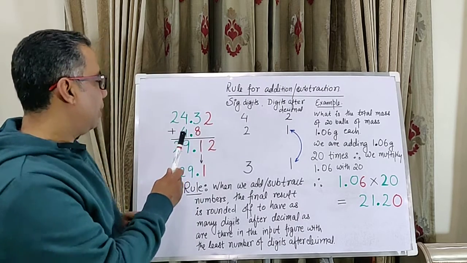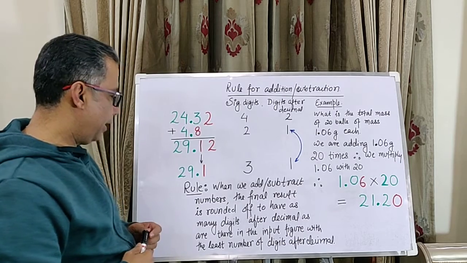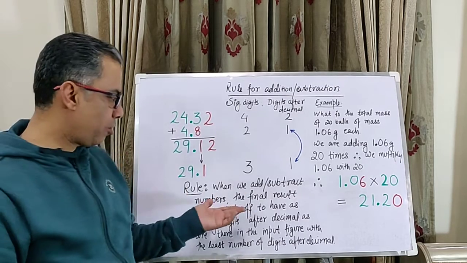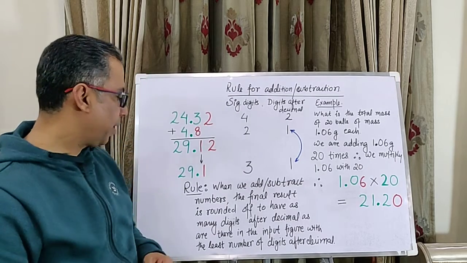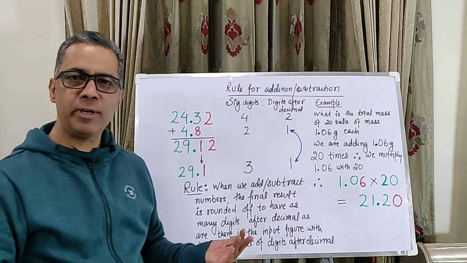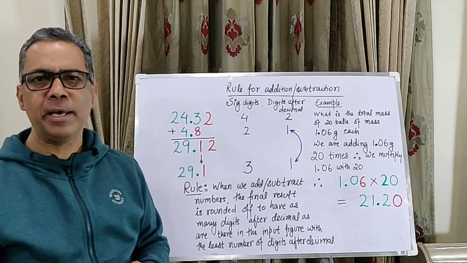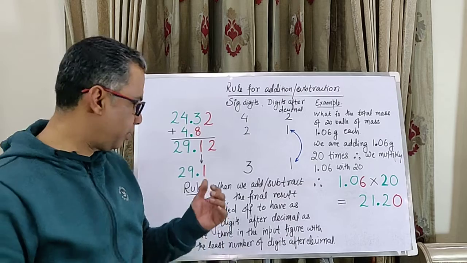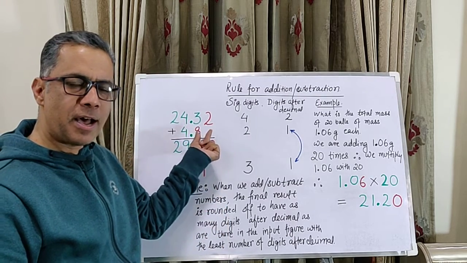Now therefore the rule that we arrive at is that when we add or subtract numbers, the final result should be rounded off so as to have as many digits after decimal as are there in the input figure having the least number of digits after the decimal.